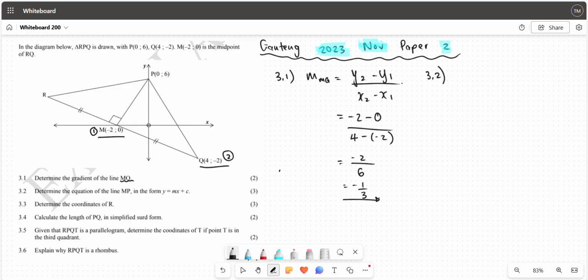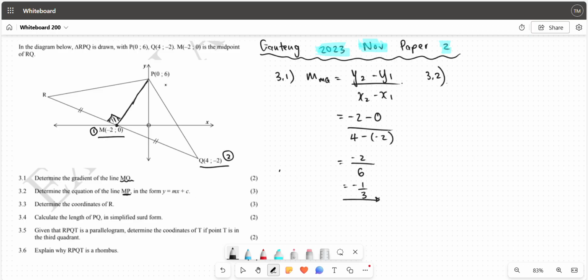3.2, we are then asked to calculate the equation of MP. MP is this line here that makes a 90-degree angle there. And by the way, if you're wondering what is that line called, that line is called the perpendicular bisector. The fact that it cuts this guy into 2 equal pieces and it makes a 90-degree angle, it's called the perpendicular bisector. So yeah, that was just a side note.